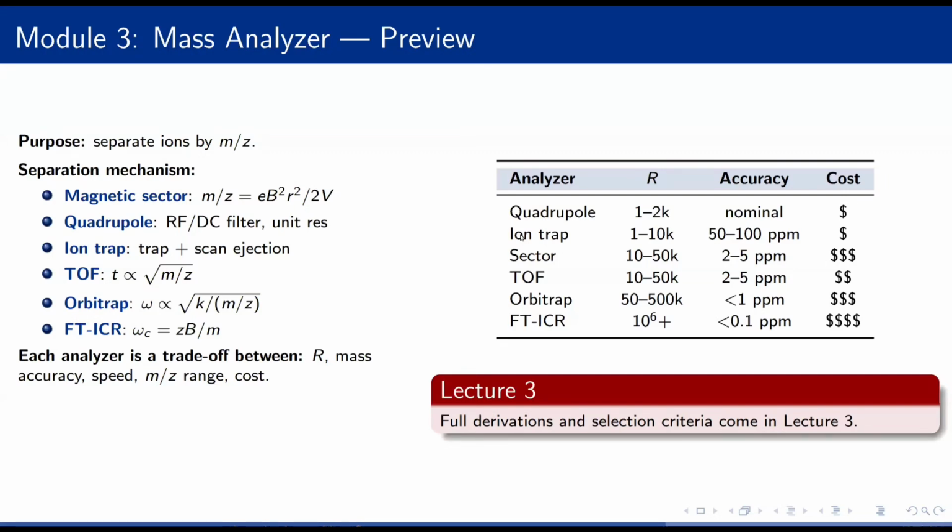A quadrupole is cheap, fast, durable, but only reaches unit resolution, meaning it can separate the mass-to-charge ratio 200 from mass-to-charge ratio 201, but not mass-to-charge ratio 200.00 from 200.05. An orbitrap delivers 100,000 resolving power at routine speed, costs $500,000. An FTICR reaches 1 million resolving power, but is expensive and relatively slow. The table gives you the order of magnitude for each choice of analyzer. It is a matter of matching these specs to your problem plus your budget.